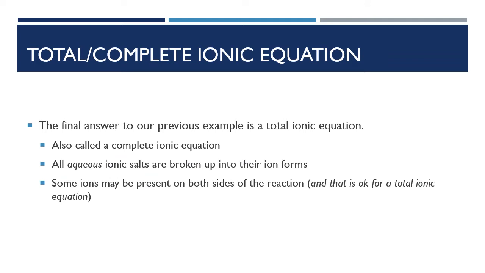What we just saw on the previous screen is an example of a total or complete ionic equation. In a total ionic equation, all of the aqueous salts have been broken up into their ion forms. And, generally speaking, there are ions that are present on both sides of the reaction that are repetitive. For example, in the previous one, we saw calcium 2 ions and 2 nitrate ions present on both sides. This is okay and is actually very normal for a total ionic equation. However, there is a version of the ionic equation that won't have these present.